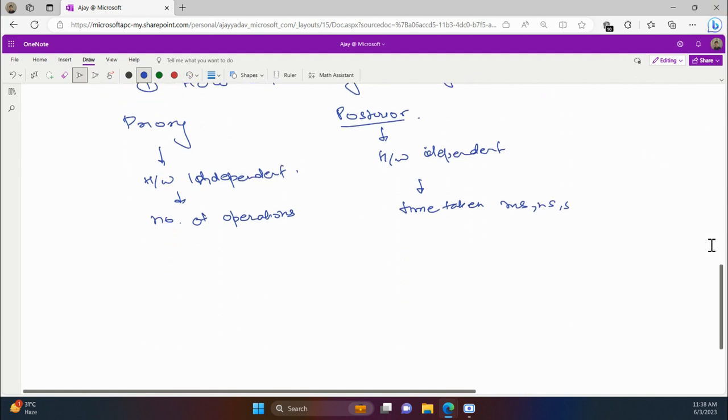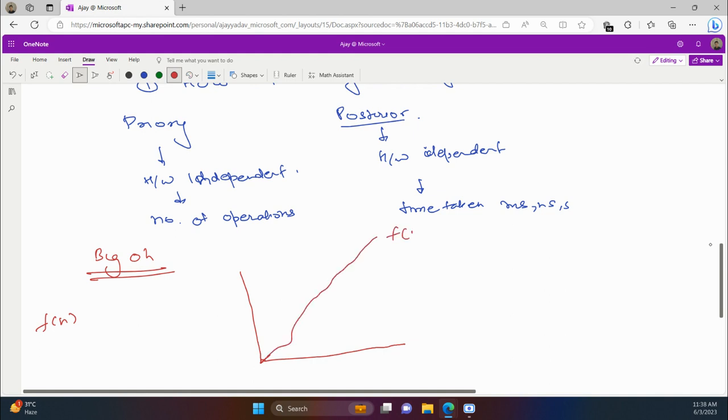Now there are different notations used in order to compare algorithms. Let's start with the first, the Big O notation. What is the actual meaning of this? Let's understand this with a graph. You are given a function f(n), and it has a graph like this. Now you have to build another function, g(n). This function can go anywhere, but after a particular point it will always be greater than f(n). So it is telling you the upper bound of the algorithm.